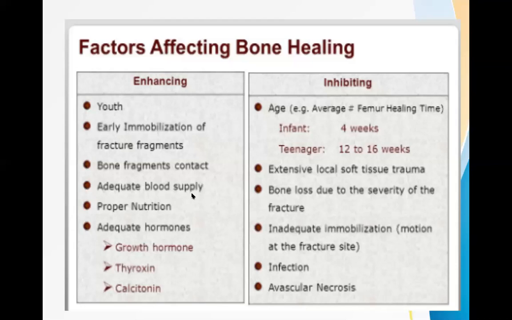Adequate blood supply is very, very essential for the good type of bone healing. If ischemia, the bone doesn't heal in time. Proper nutrition is important. In malnourished child or adult, the bone healing doesn't occur in time. And adequate hormones like growth hormone, thyroxine, and calcitonin, all of these are important for the bone healing.